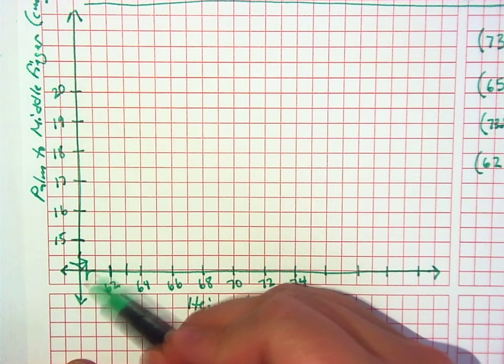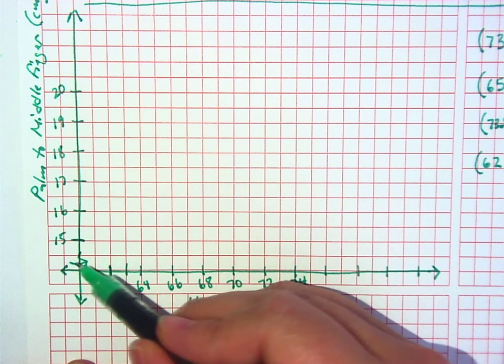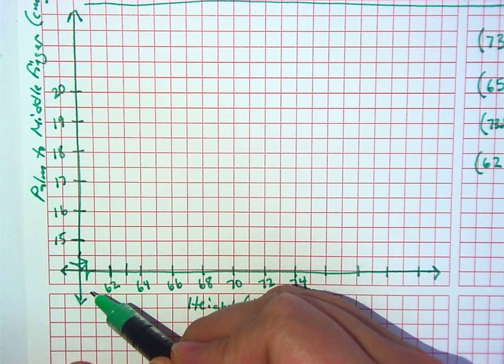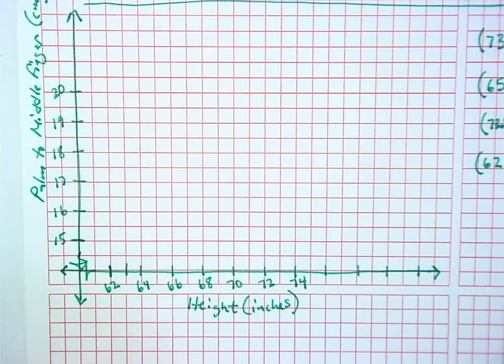Now, do you guys see how I broke the axis on both of these? How come? Right. I wanted to jump to that point, so that's why I didn't start them at 0. It'd be a pretty stupid graph, wouldn't it, if I started at 0?